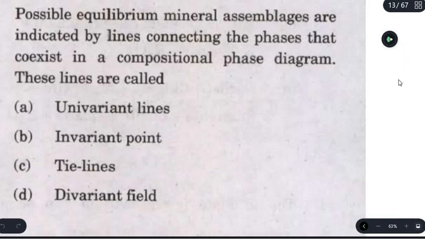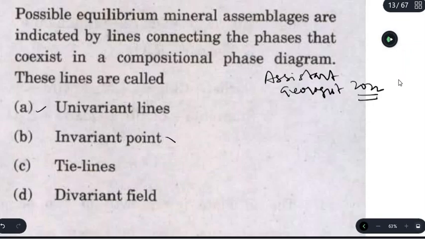Is the question, right? Yesterday it was discussed. So this is the assistant geologist last year question, 2022. What is the answer? आप लोग बोले कल कि it is the univariate line. It is not the first.